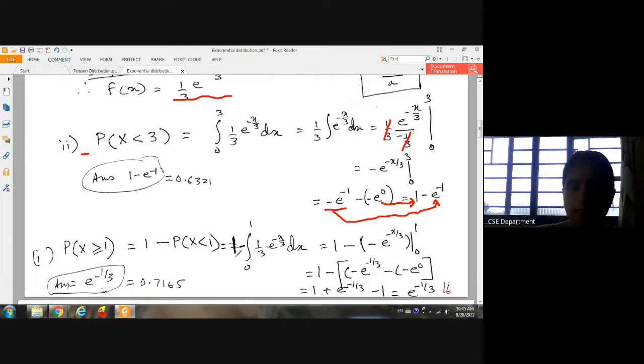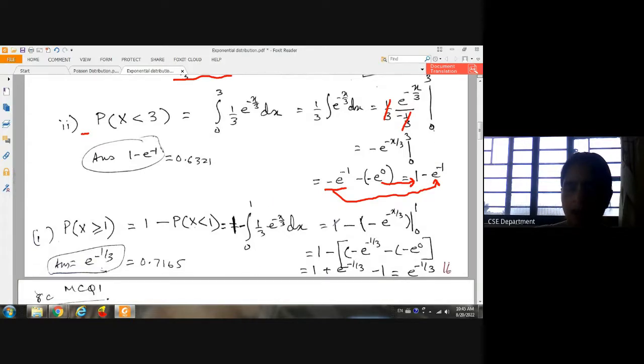So 1 minus, make the limits of the integral 0 to 1, and 1 by 3 e to the power of minus 1 by 3x, alpha e to the power of minus alpha x needed. So this integral is the same. Here it is the same integral, only the limits change from 3 and 0 to 1 and 0. So just see how it is.